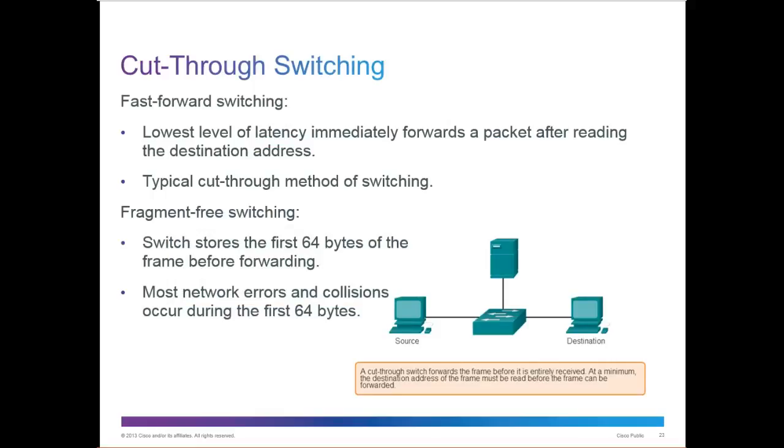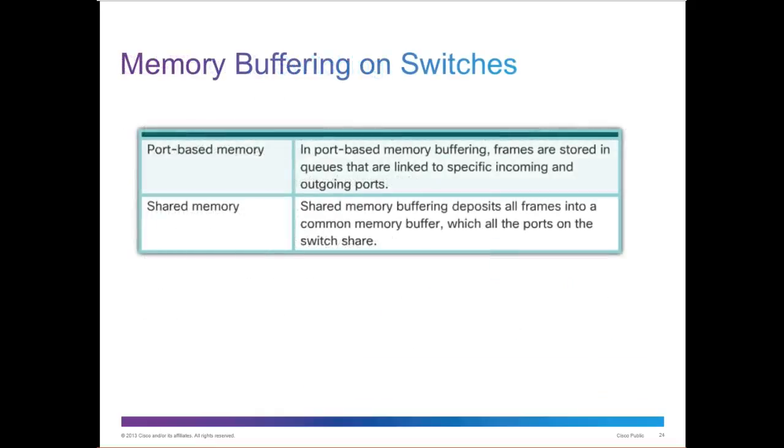Fragment-free is another one that is possible, where it looks at the first 64 bytes of a frame before forwarding, because that first 64 bytes is where the frame is generally invalid. The other layers could deal with the data issues, but most network error collisions are in the first 64 bytes. So fragment-free switching can be a good way around that. Fast forward has the lowest level of latency, since it does it right away.